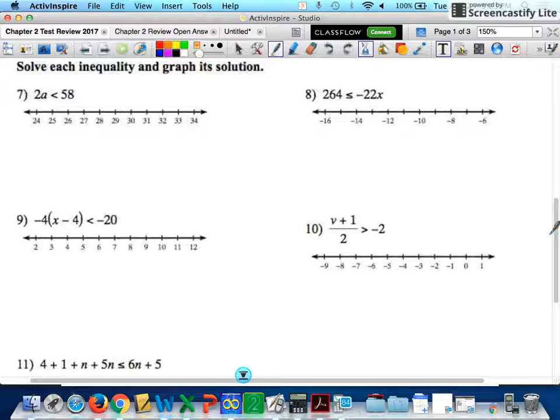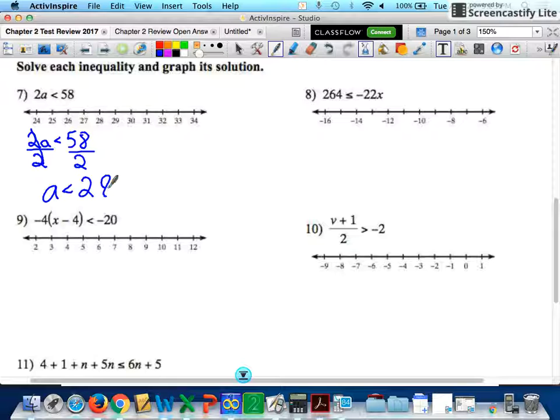Number 7, before we can graph this, we have to solve this inequality. To solve it, what I want to do is divide each side by 2 so that I get my a by itself. So I divide by 2, divide by 2. I get that a is less than 29.